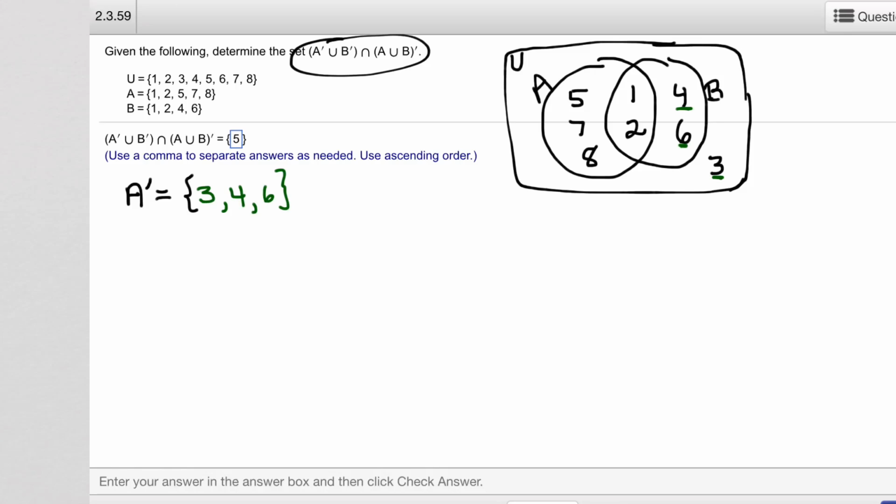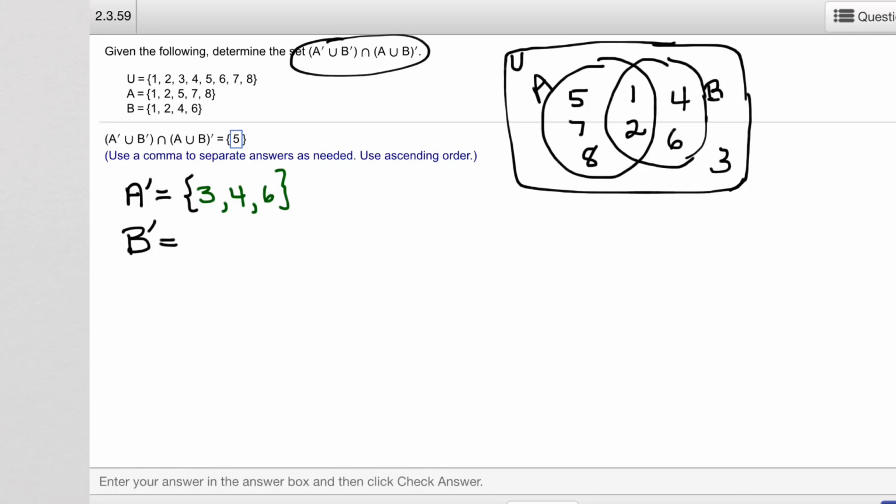Kind of changed color there. And I'm going to erase those marks. Well, this isn't going to work super well. What do we have? A 4 and a 6 and a 3. Okay. So A prime is 3, 4, and 6.